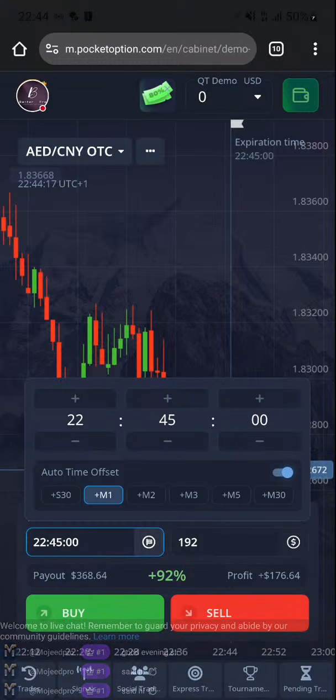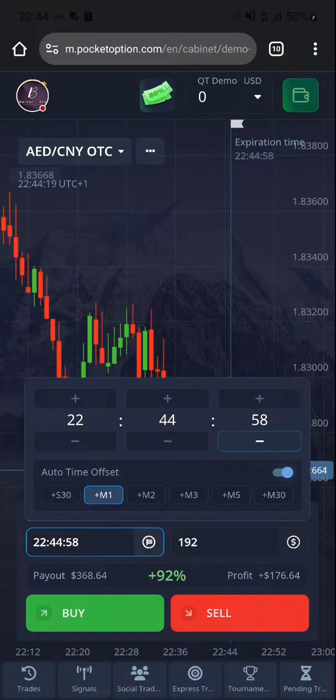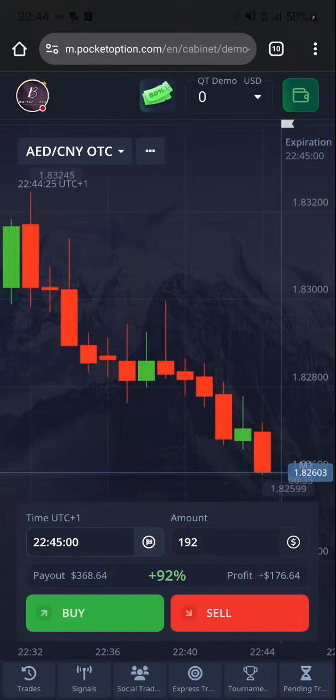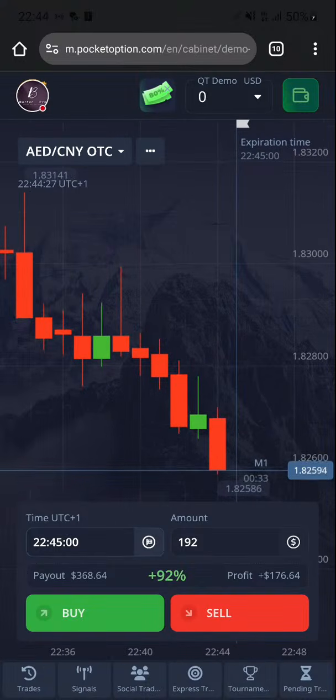So over here right now, we'll set the second hand to 0. You understand? We have to make sure that it's on 0 so that when the candle closes, our trade can also close.